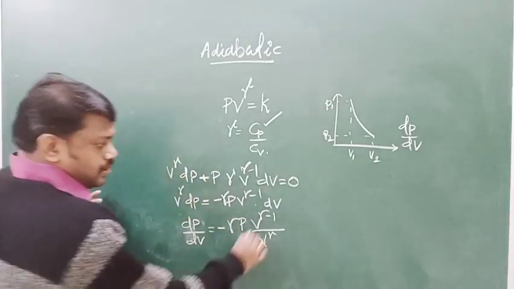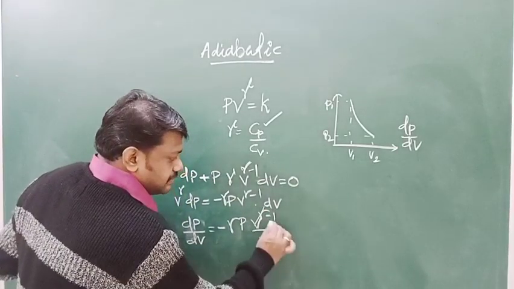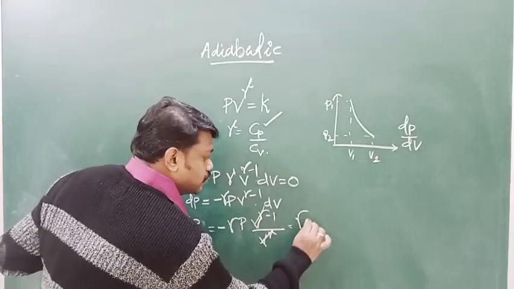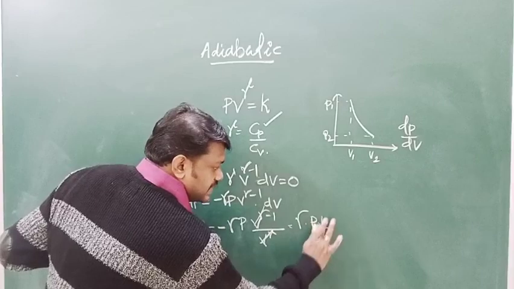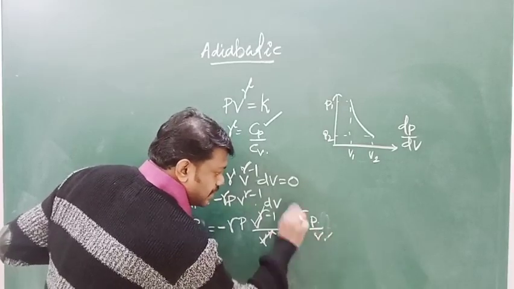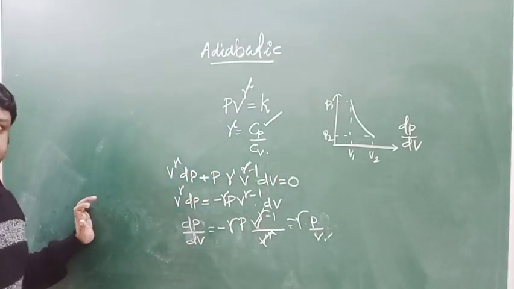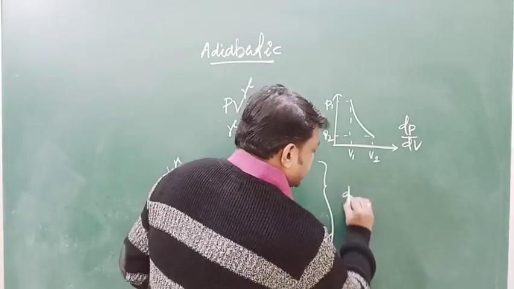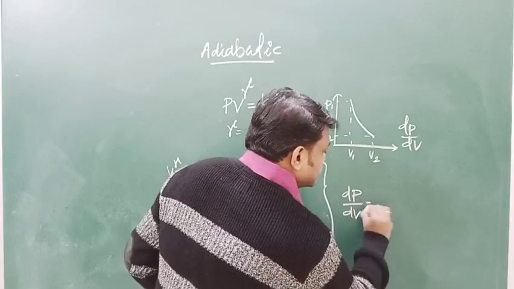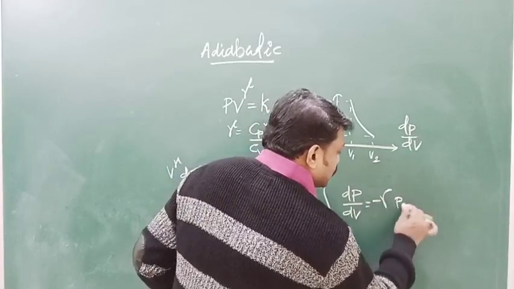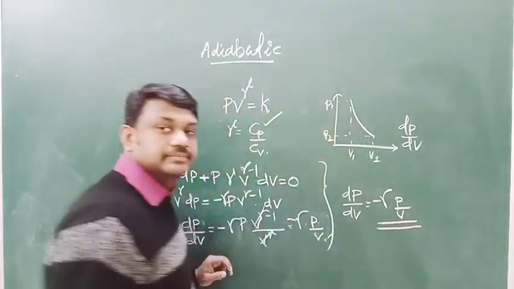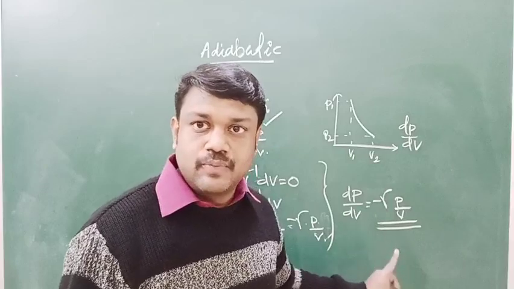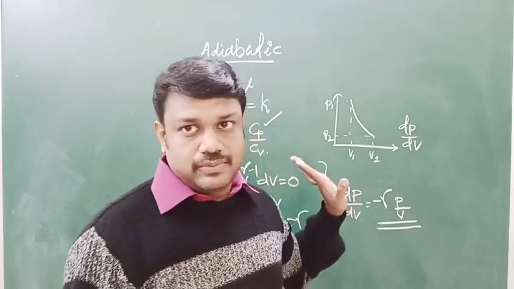V^gamma and V^gamma cancel, and it becomes V^(-1), which is 1 by V. So that becomes gamma into P into 1 by V, simply gamma P by V with a negative sign. So at last we are getting dP by dV equal to minus gamma P by V. This is the slope for an adiabatic curve.